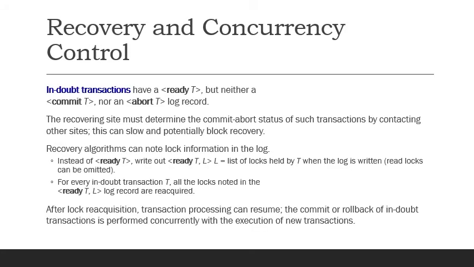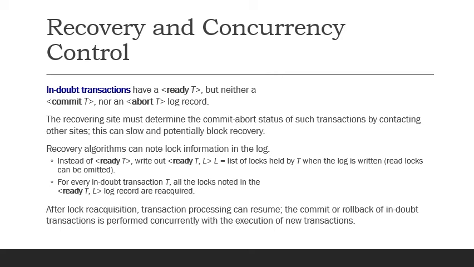Now let's see recovery and concurrency control in 2PC. When a failed site restarts, we can perform recovery by using, for example, the recovery algorithm studied earlier in DBMS to deal with the distributed commit protocols. The recovery procedure must treat in-doubt transactions specially. In-doubt transactions have a ready T but neither a commit T nor an abort T log record. The recovering site must determine the commit or abort status of such transactions by contacting other sites. This can be slow and potentially block recovery.